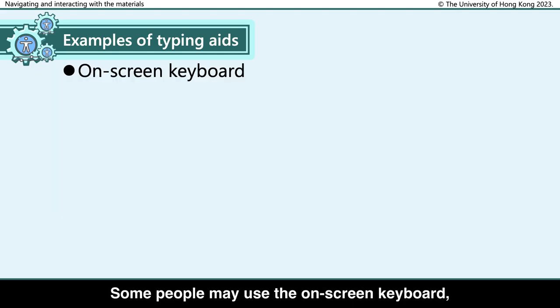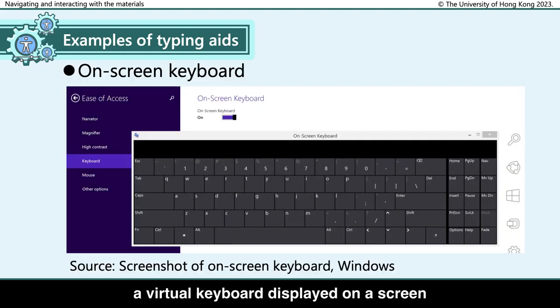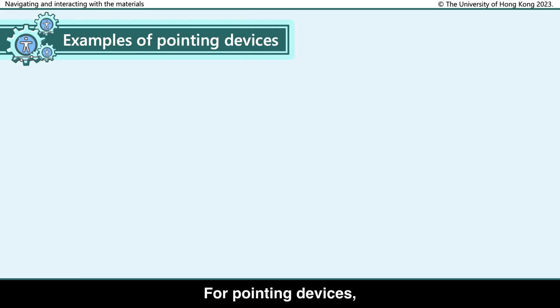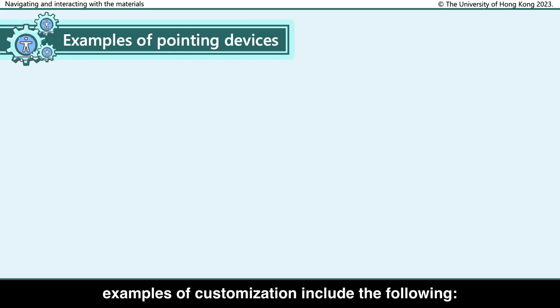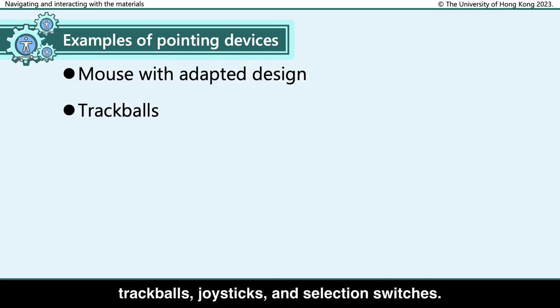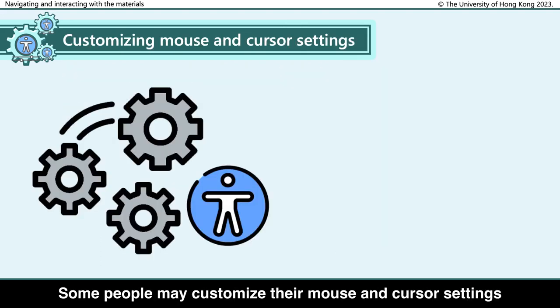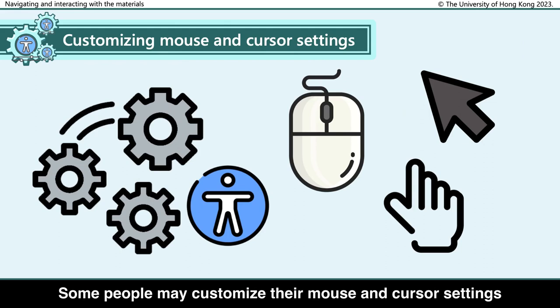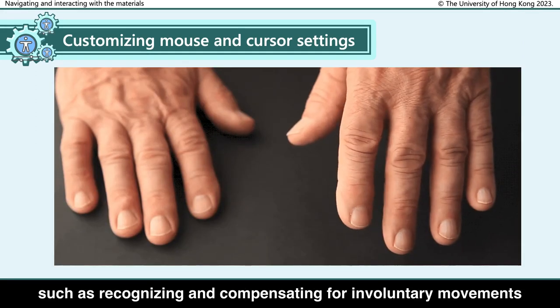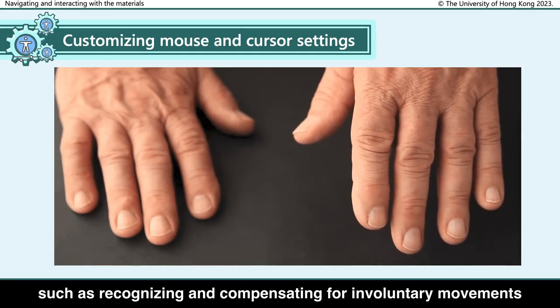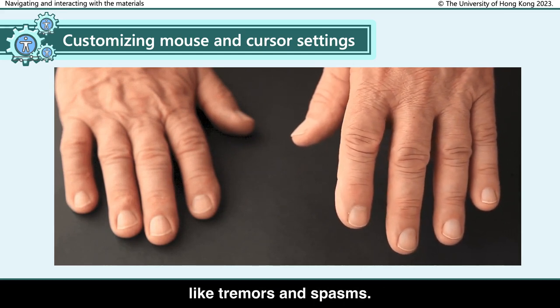Some people may use the on-screen keyboard, a virtual keyboard displayed on a screen, so that it can be operated with a touchscreen, mouse, trackball, joystick, or other pointing devices. For pointing devices, examples of customization include the following: mouse with adapted design, trackballs, joysticks, and selection switches. Some people may customize their mouse and cursor settings to cater to their needs, such as recognizing and compensating for involuntary movements like tremors and spasms.